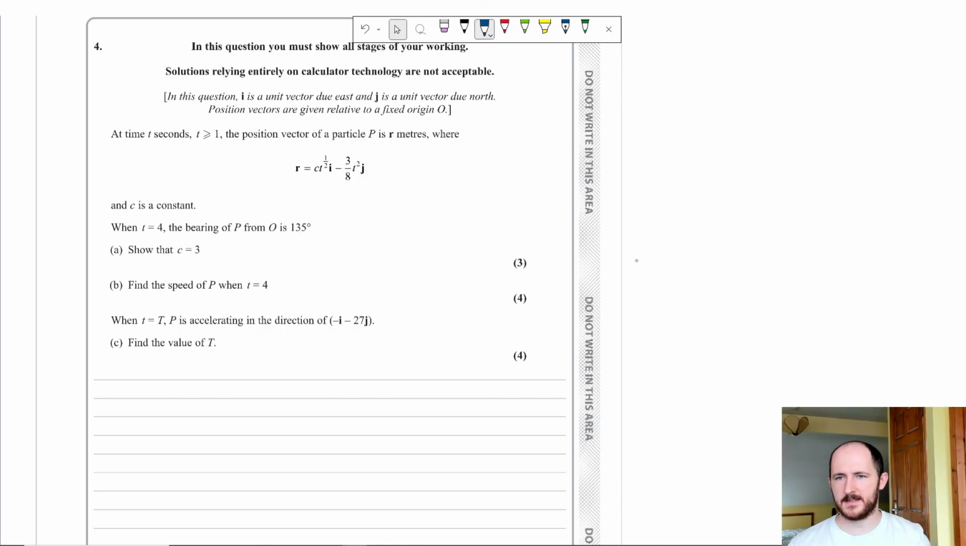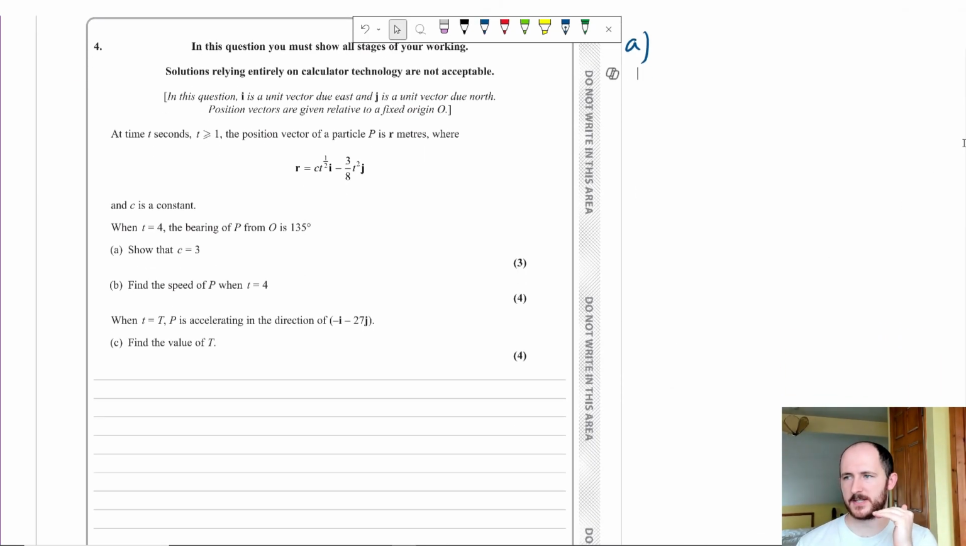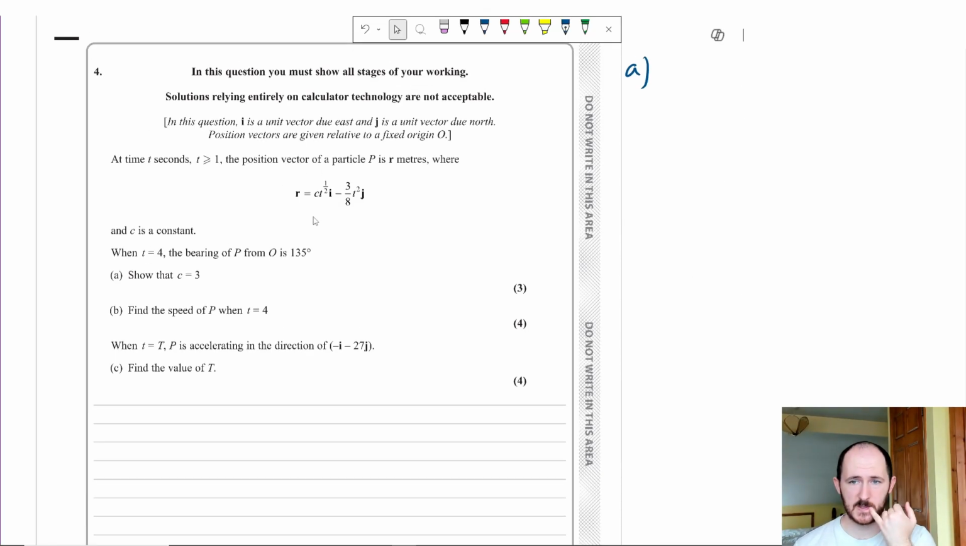Okay, vectors. Vectors is often a little bit tricky for a lot of people, which is honestly fair enough because they are a bit weird, but they do actually make things easier once you really understand what a vector is and what it's doing. So R here is a position vector, so it's telling us where the object is in relation to an origin. And they give us this equation. Cool, I'm going to ignore the equation for now because it doesn't really help me yet.